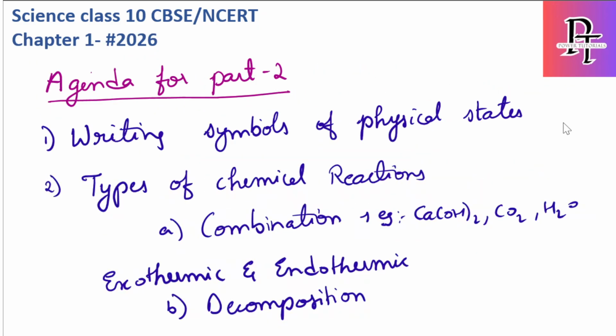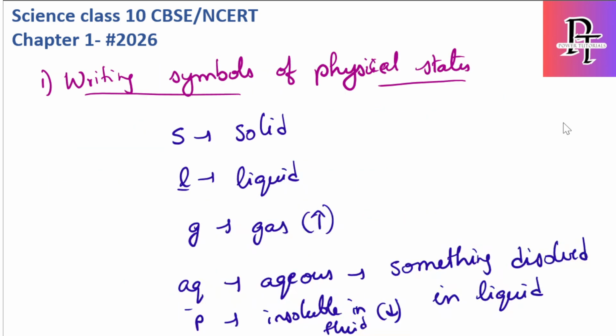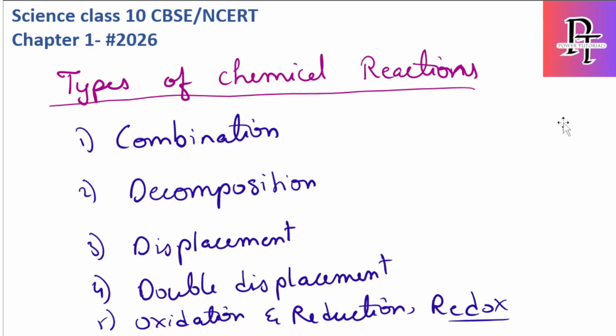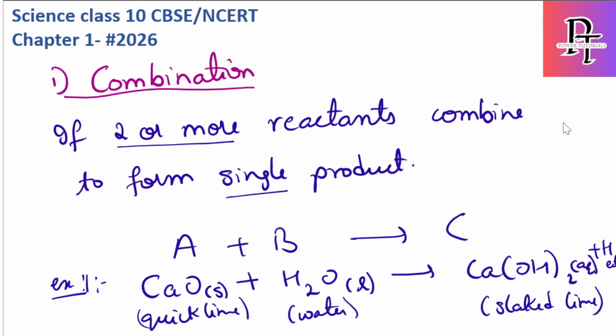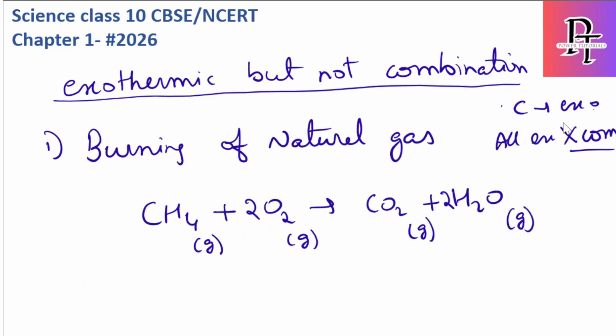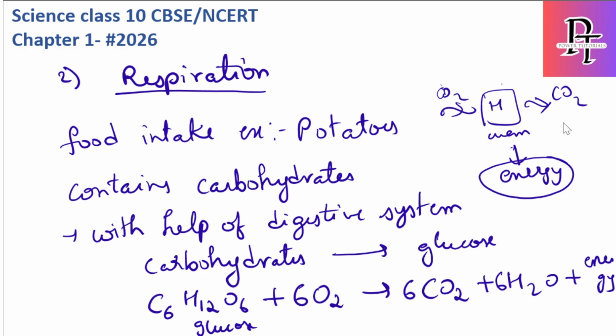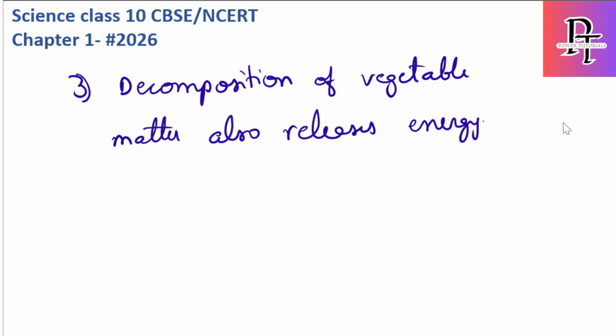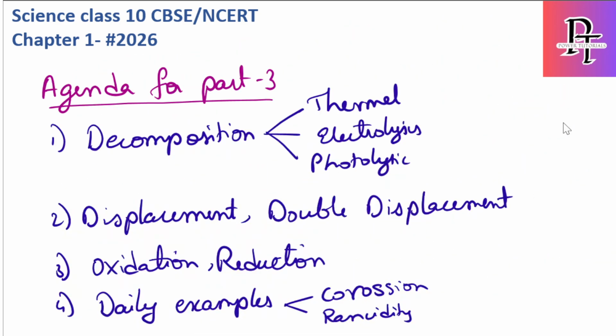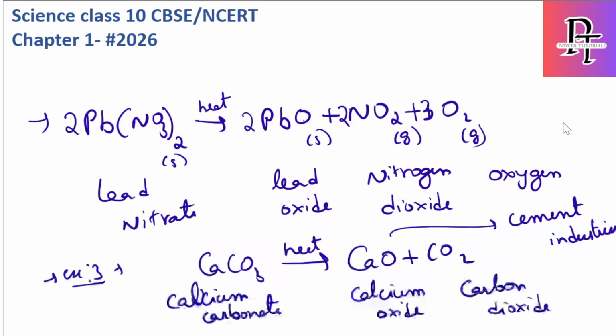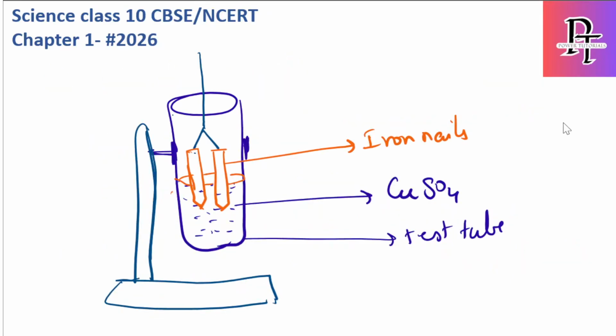And in part 2 we have covered writing symbols of physical states like aqueous, solid, liquid and gas, and the types of chemical reactions we have explained all five, that is combination, decomposition, displacement, double displacement, oxidation reduction. What is exothermic, endothermic also we have covered, and also a few exothermic reactions which are not combination. And in part 3 we have covered displacement, decomposition and oxidation and reduction, and also the few daily examples, that is rancidity as well as corrosion.